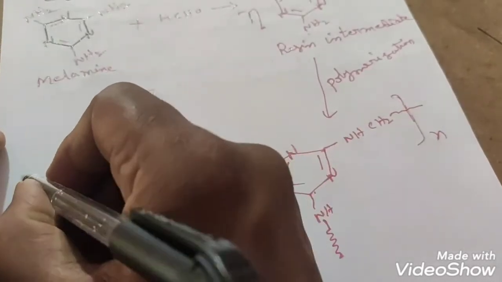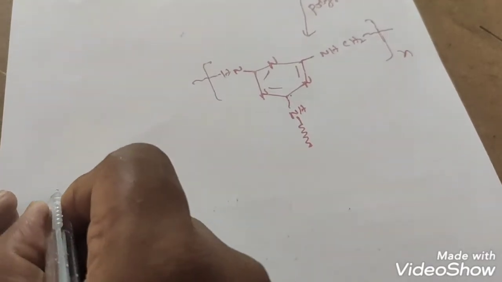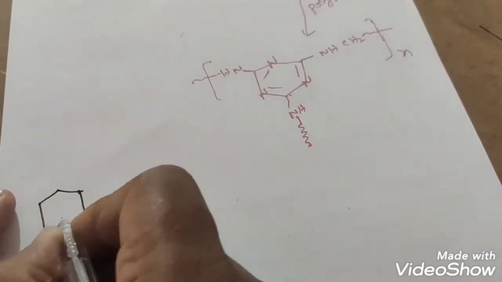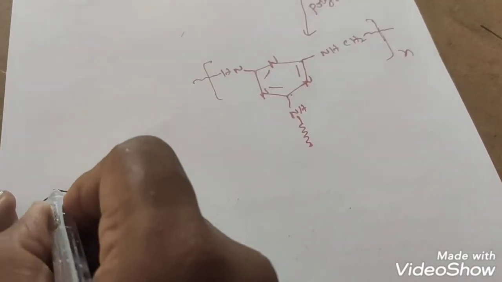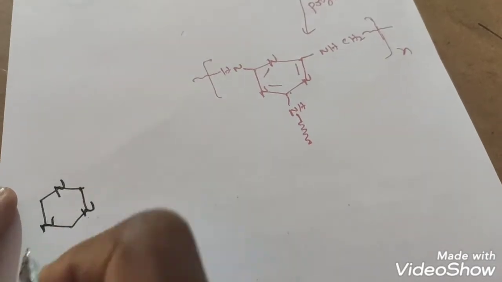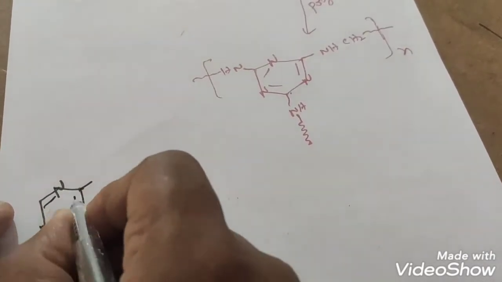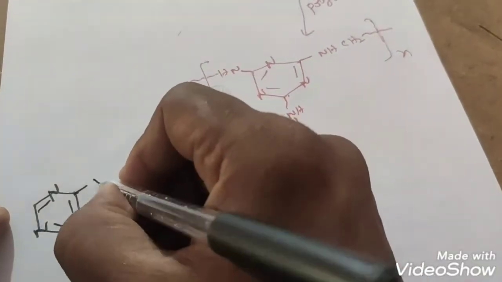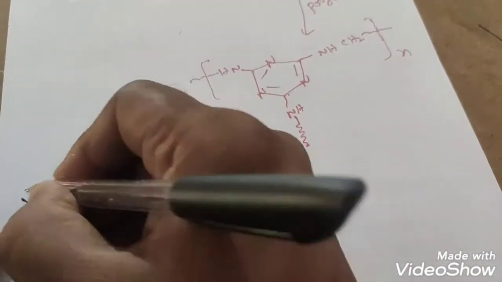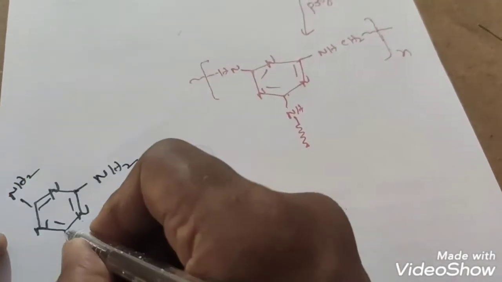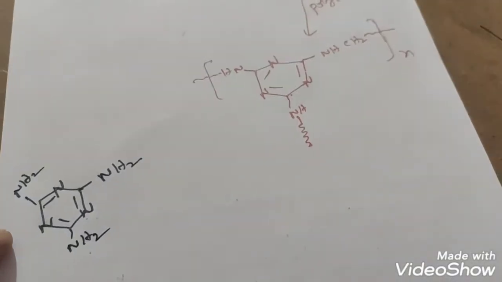The same molecule I am taking here. That is melamine. It looks like a benzene ring. At alternate positions I have taken nitrogens. At alternate positions you take double bonds. And wherever the carbon is present, at that position you take an NH2 group. NH2 I have taken.